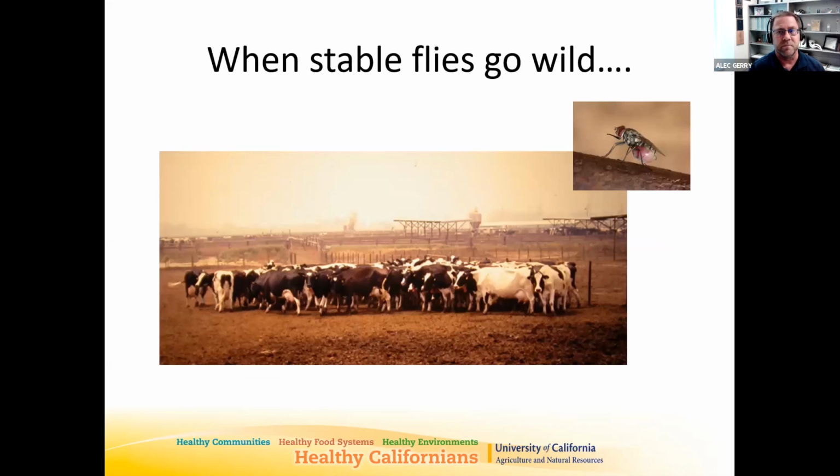So I'm going to finish with this slide. This is my when stable flies go wild slide. So when you can't control development, when you can't control the number of adult stable flies that are being produced, then all of these negative impacts to the cattle are occurring. And we have to do something about it, or we have to at least understand what those impacts are. And that's what my colleagues here are going to be presenting to you in the next few workshop sections.